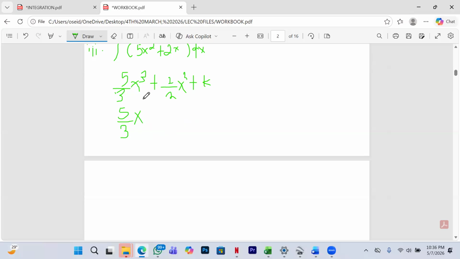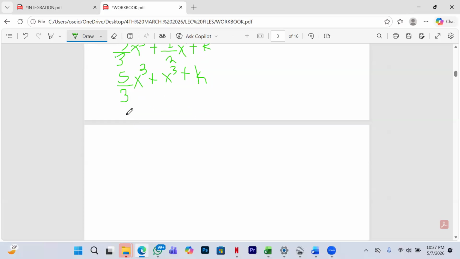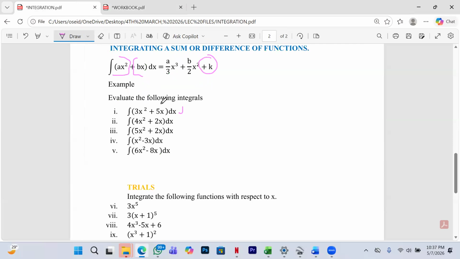So 5 over 3 x cubed plus x squared plus k. This becomes our final answer. Note that you should not leave your answer in decimals. Don't try to break this one down. Leave it in fraction form. All right, let's proceed to the next question.